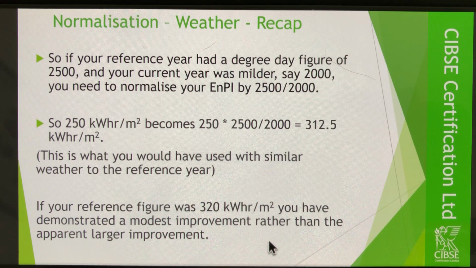If you simply use the 250, well, actually, is that a bad thing? You'd look good, wouldn't you? Our consumption's gone down from 320 to 250. Haven't we done well? The trouble with that is if you're still monitoring next year, and next year's a cold year, you're going to look very bad. So it's worth getting it right year by year. You might get some short-term benefit, but you'll look bad in the long term.